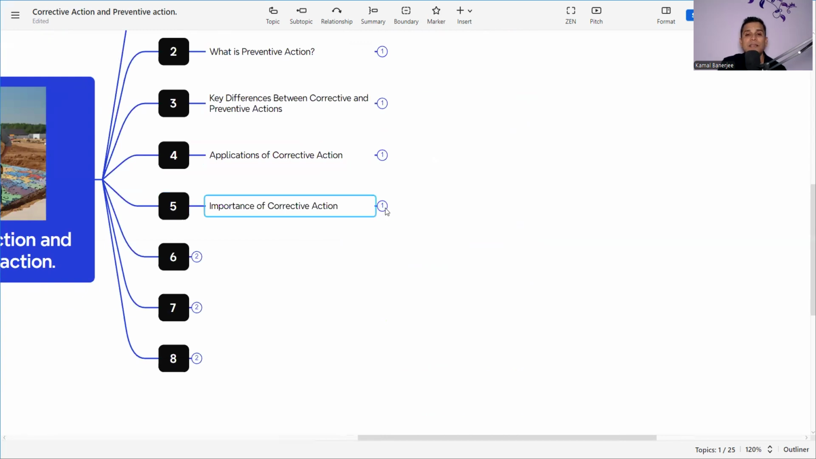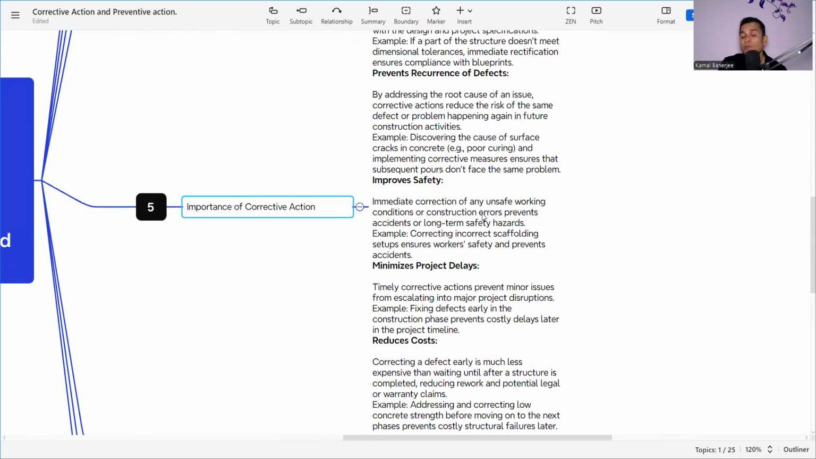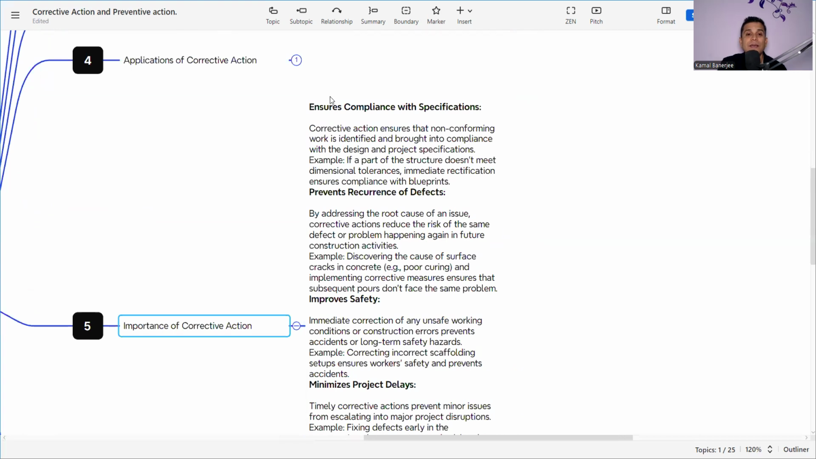The next part is the importance of corrective action. Why is it important? Why are you doing the corrective action analysis? First, it ensures compliance with the specification. It is our main target that whatever specification we have, we need to comply with it and deliver the product as per the specification. So corrective action also helps us ensure compliance with the specification.